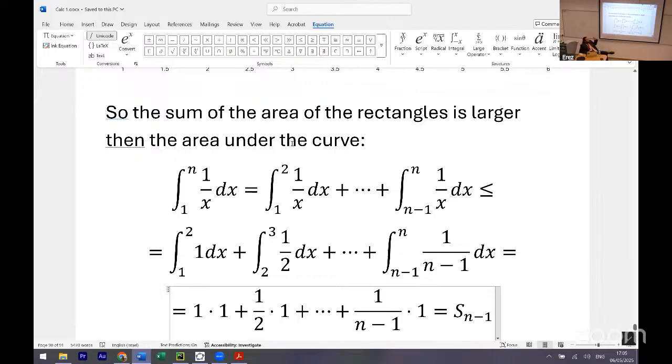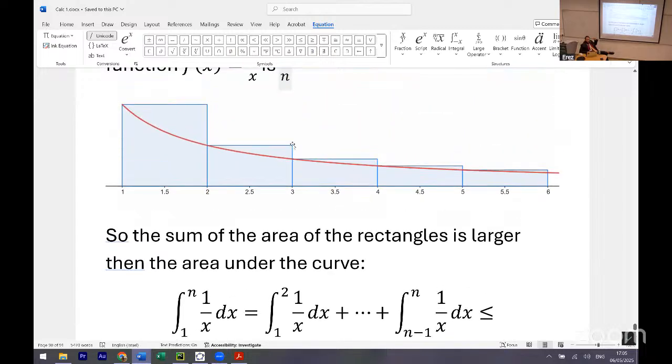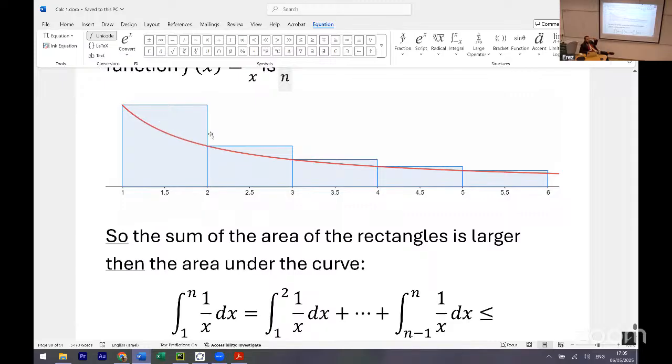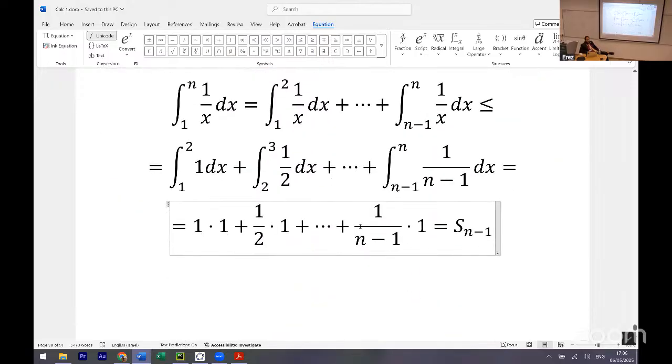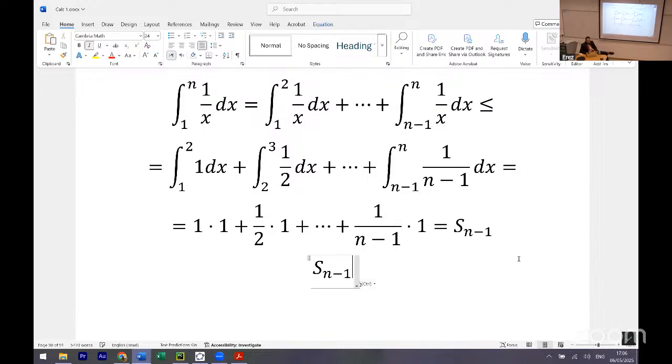We've shown that instead of the series, we took rectangles whose areas are the elements of the series. And when we sum the areas, it's more than the area under the curve. But the area under the curve is something we can calculate, right? We saw that S(n-1) is larger than that. But what does that equal to? So S(n-1) is more than the integral from 1 to n of 1/x dx.